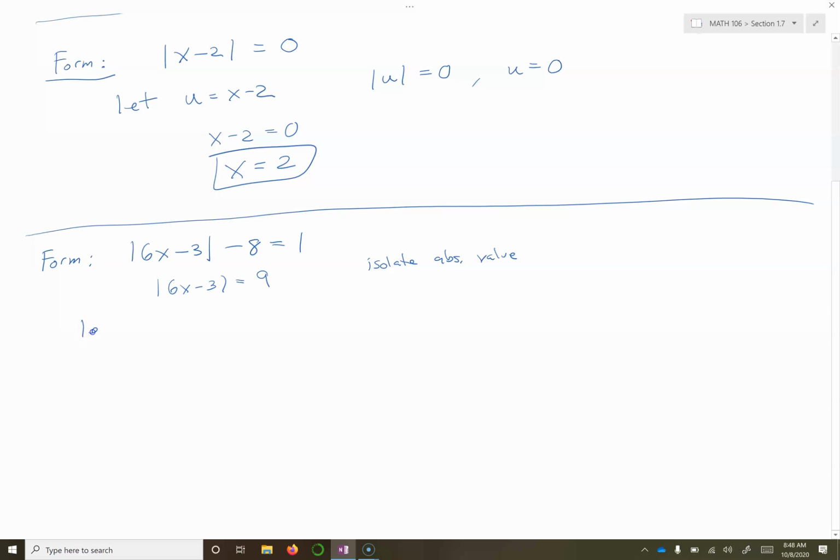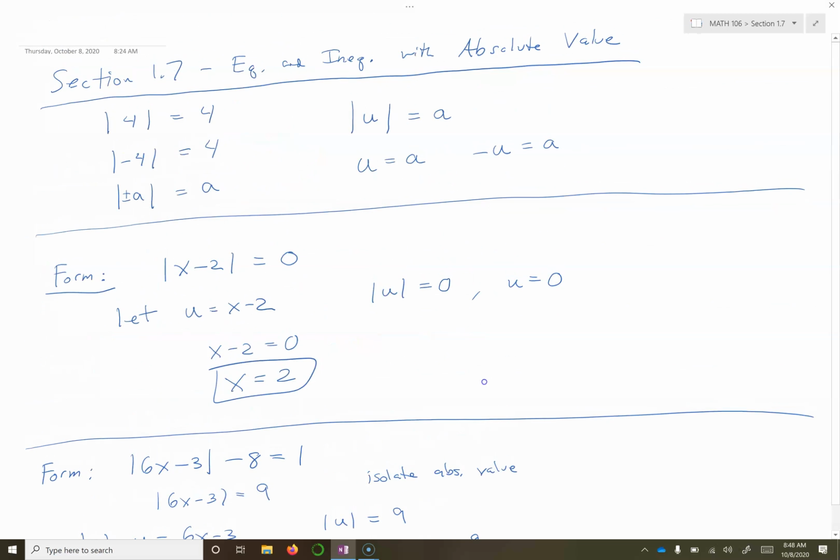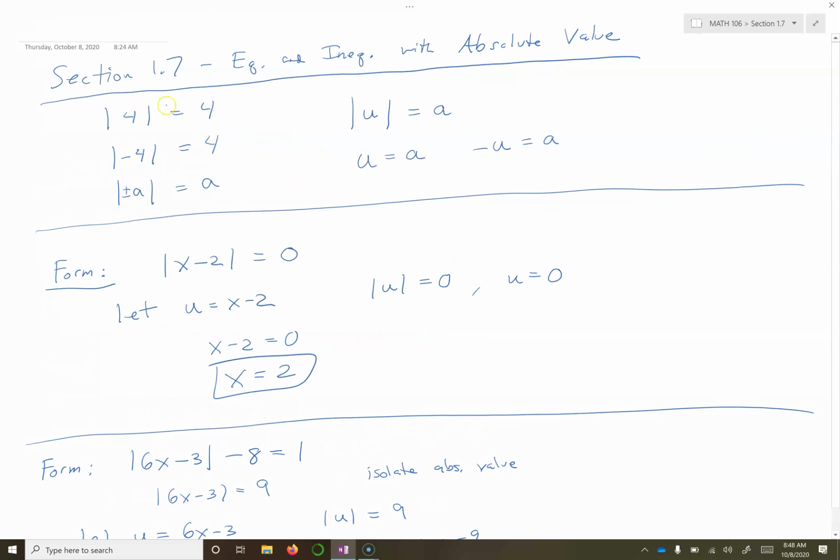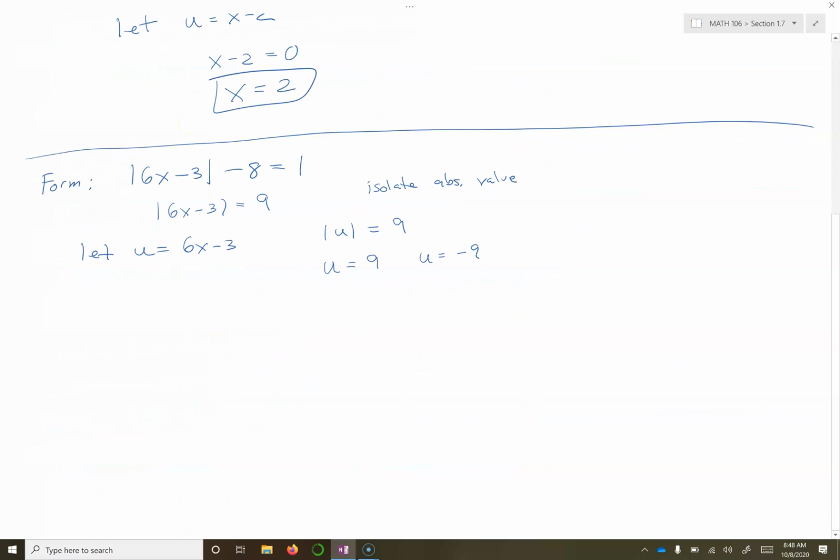All right, so what we're going to do is let u equal the thing inside the absolute value. And here's our rule. If u is equal to 9, that means u could be equal to 9, or u could be equal to negative 9, because the absolute value strips off the negative sign. It's just what we saw up here with the 4s. The absolute value of 4 is 4, but also the absolute value of negative 4 is also 4. So that's just showing you that here.